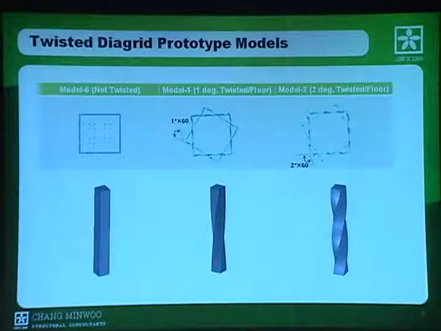And this is a twisted Diagrid prototype model. Model-0 is not twisted vertically. It's just a straight model. Model-1 is twisted vertically at 1 degree per story. Because this is a 60-story building, the total twisting angle at the roof will be 60 degrees. And Model-2 is twisted at 2 degrees per story, and the total angle will be 120 degrees.